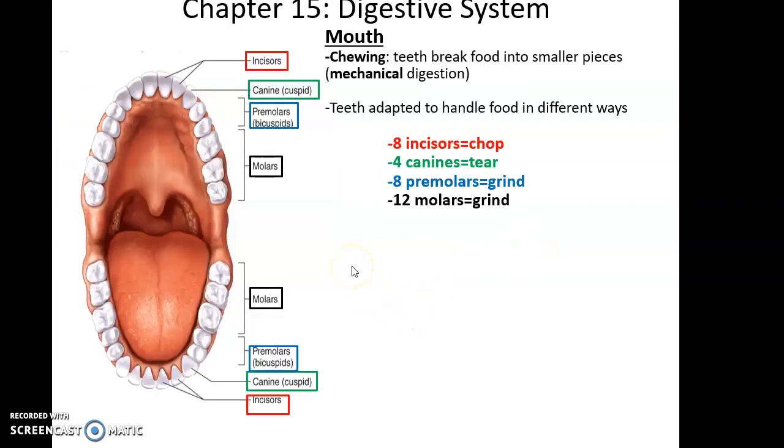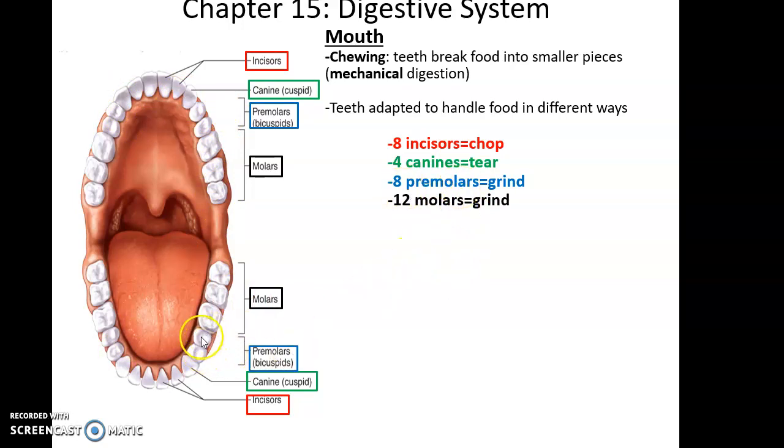So, the mouth is very important for chewing. The teeth are the critical structures for chewing, for mechanical digestion, breaking the food up into smaller physical pieces. We have 8 incisors that are involved in chopping. So, the 4 top and bottom teeth in the front are the incisors. We have 4 canines, 1 on each side, top and bottom of the incisors. The canines are good for tearing into food.